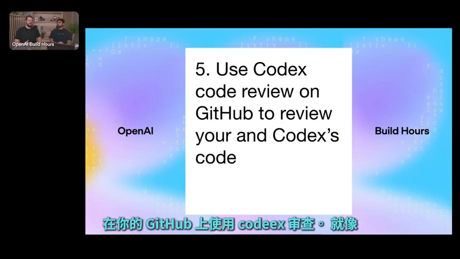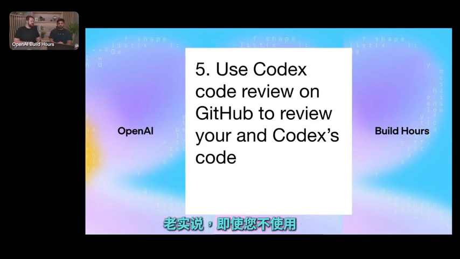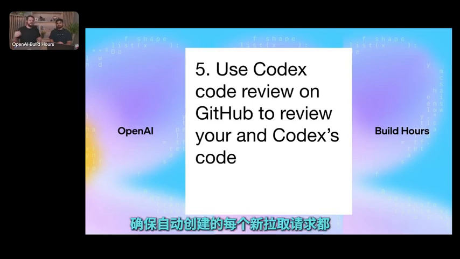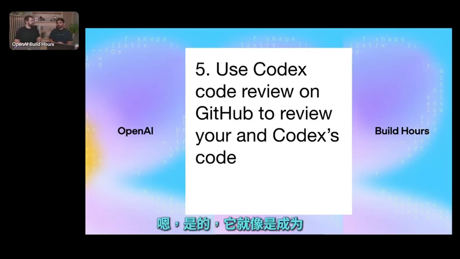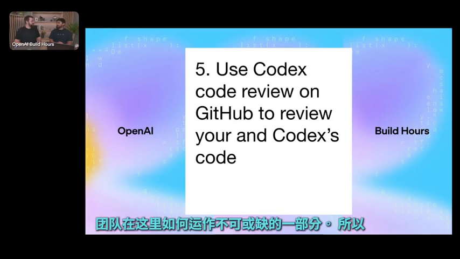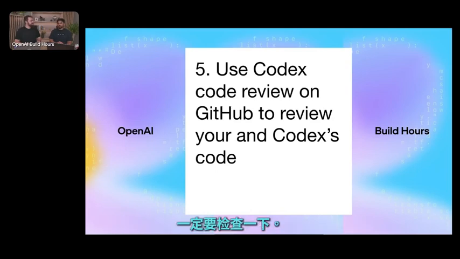The other thing is use Codex review on your GitHub. Honestly, even if you're not using any of the other parts of Codex, this in itself is a really helpful thing to make sure that every new pull request that gets created automatically has a code review attached to it that just helps you kickstart your own code review even. I mean, internally at OpenAI, Codex reviews pretty much, I wouldn't say 100%, but a large chunk of our code. And yeah, it's becoming integral to how teams ship here. So definitely check it out.